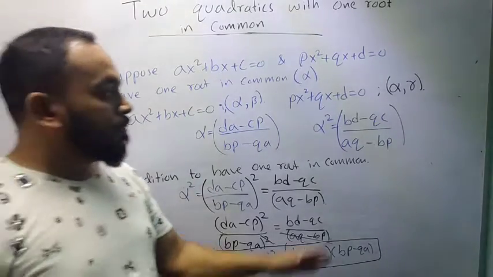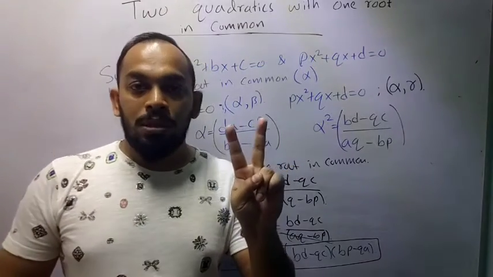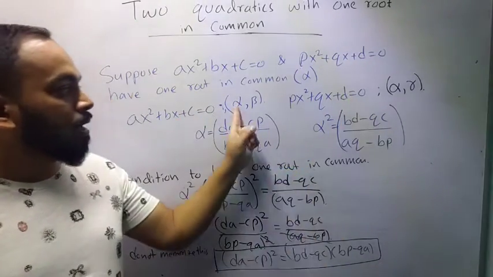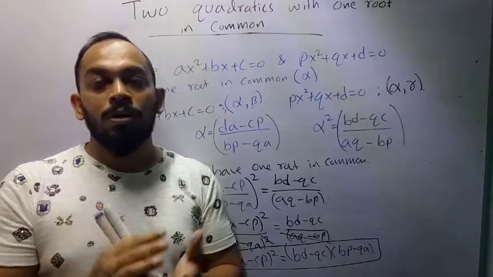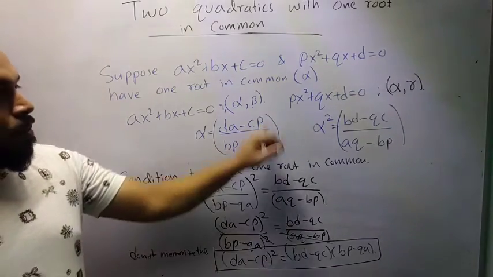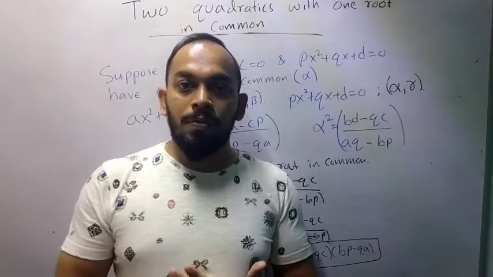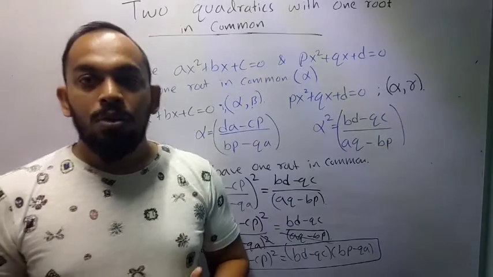Now here's the thing. Each quadratic equation will have two roots in general. This one two roots, this one two roots. You can see alpha, beta, alpha and gamma. Why alpha? Because both of them have one root in common, right? So that was our assumption. So what about beta and gamma? Can't we find beta and gamma separately? Yes, there's a way to find beta and gamma. So we'll see how to do that in the next part.